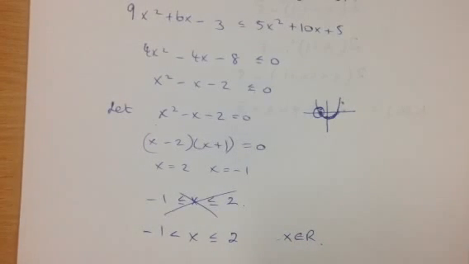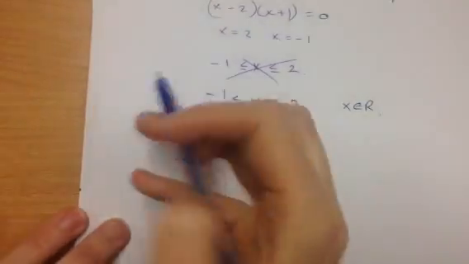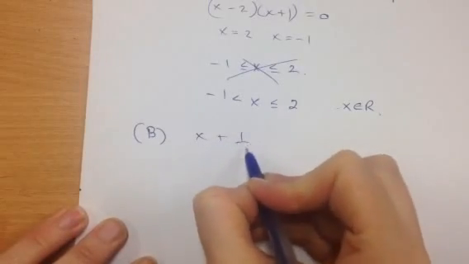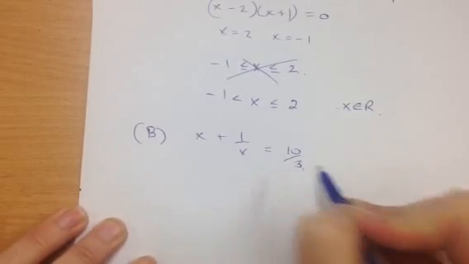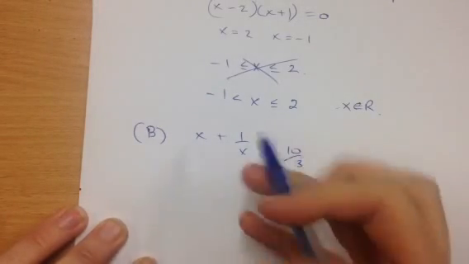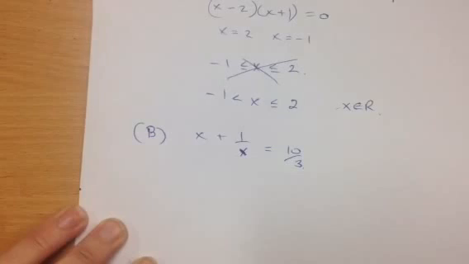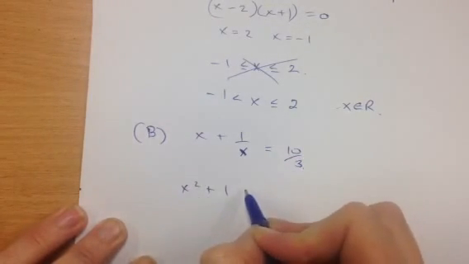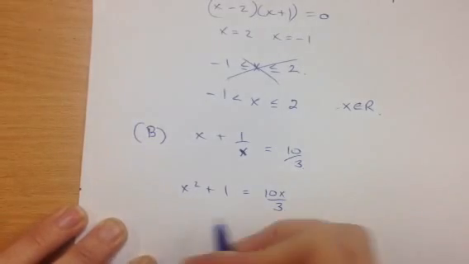Part B of that question is to do with solving an equation. And the equation is x plus 1 all over x is equal to 10 all over 3. And it says x is an element of R, but x cannot be 0. And again, that just makes mathematical sense there. So I'm going to multiply across by x and multiply across by 3. If I firstly multiply across by x, I end up with x squared plus 1 is equal to 10x all over 3.